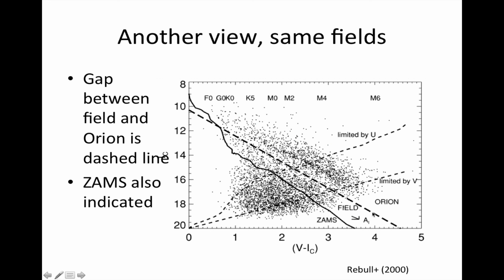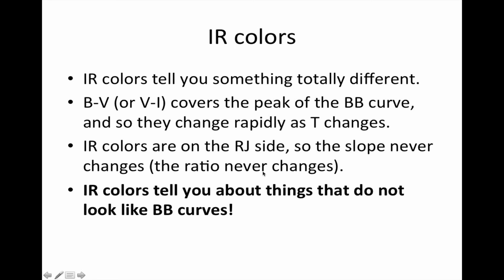So here's another view of the same fields. There's the condensation, that's Orion, and these are all stars from the field. This is the zero-age main sequence. In other words, where those stars here will end up when they finally ignite hydrogen.